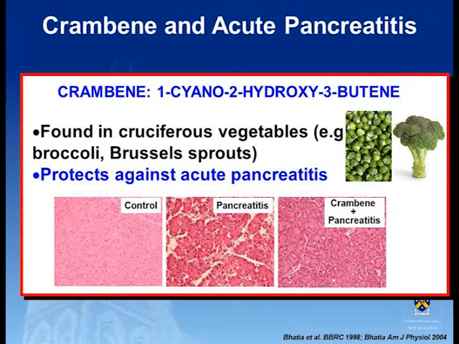This is how a normal pancreas looks. You can see pancreatic acinar cells and some ductal cells. In acute pancreatitis, you can see that there is fluid, so there is a bit of swelling, damage to the pancreatic acinar cells, and also some inflammatory white blood cells. When you treat animals with crambene, there is a significant protection against pancreatitis, and you see a lot less damage in this case.